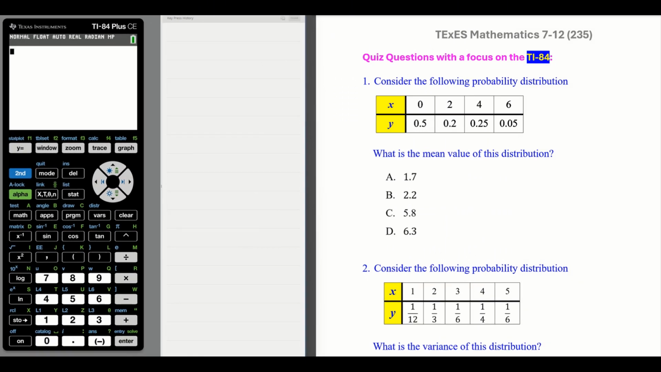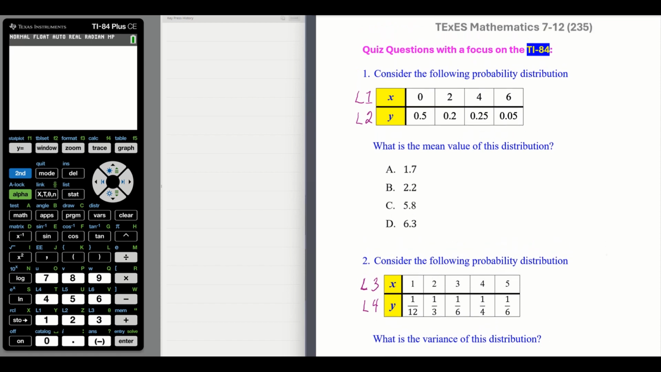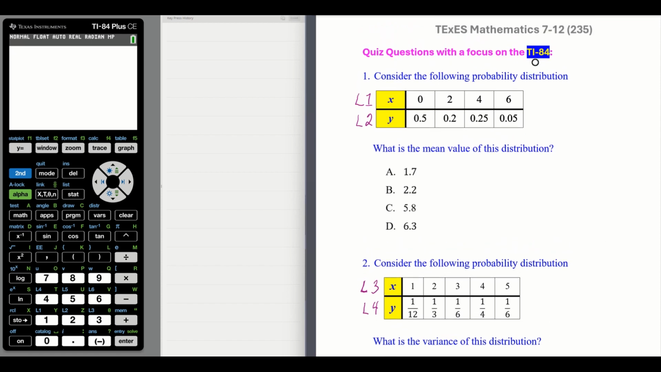Okay, number 1, consider the following probability distribution. In this case, we need to enter this into our TI-84, and this will be L1. Your X values are L1, and we're going to put our Y values in L2. And I'm going to go ahead and jump to number 2. The X will be in L3, and L4 will be this Y. Okay, let's go ahead and designate that real quick. All right, good. Let's enter.